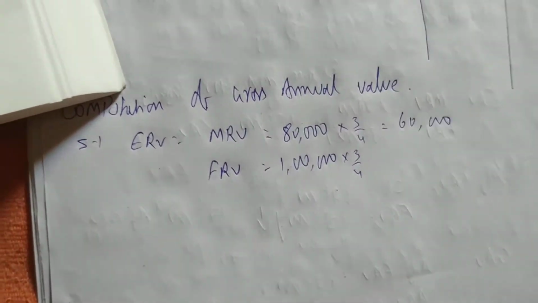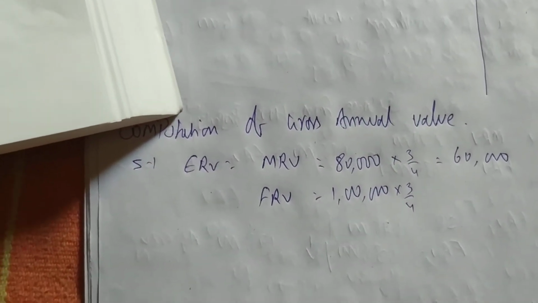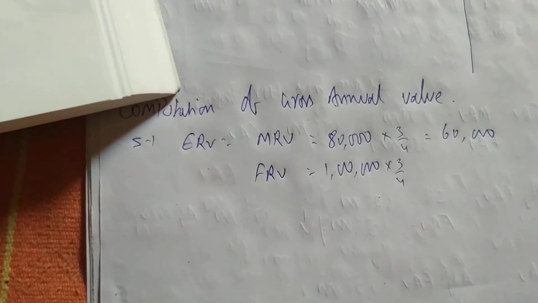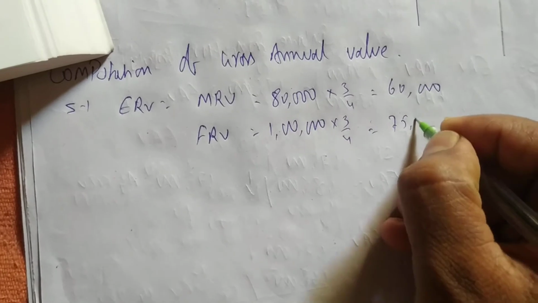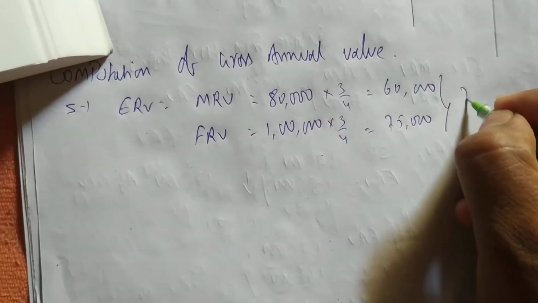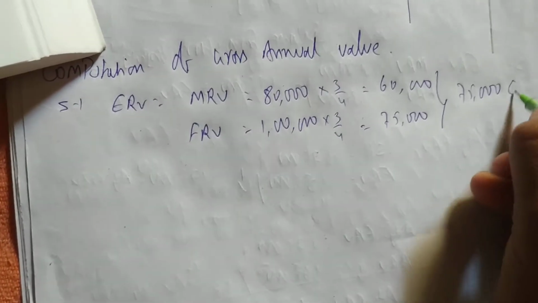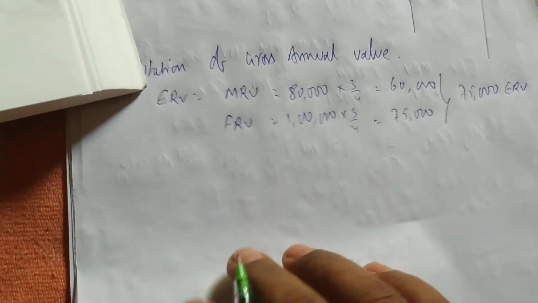60,000 we are getting for MRV, and 1 lakh into 3 divided by 4 is 75,000. So we are getting 75,000 as FRV. So highest is 75,000, that is ERV. Next step number 2.